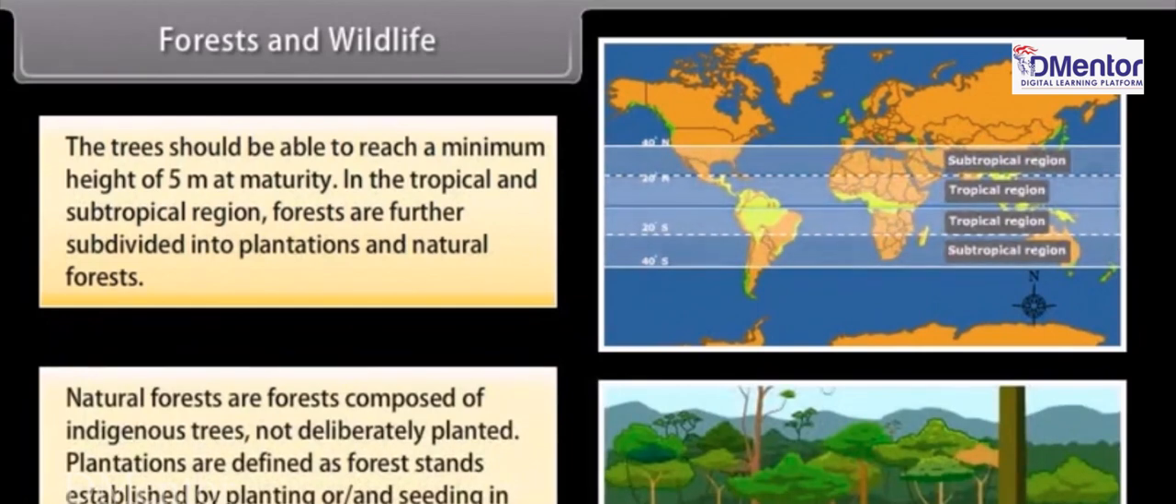Natural forests are forests composed of indigenous trees not deliberately planted. Plantations are defined as forest stands established by planting and seeding in the process of afforestation or reforestation. There are about 16 major types of forests in India, from the tropical type to the dry type.